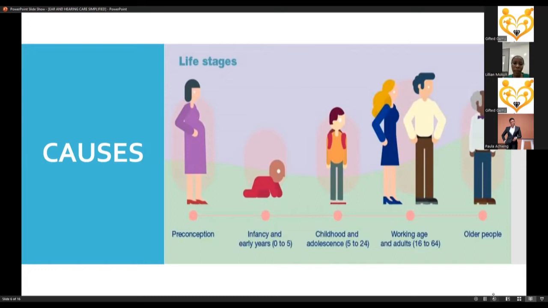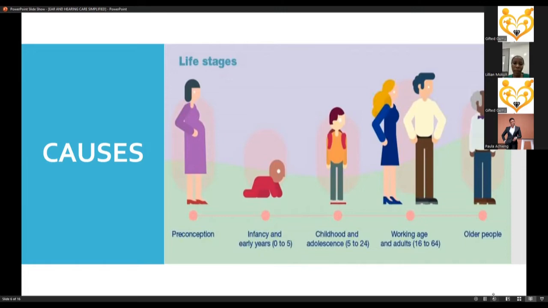In childhood and adolescence, especially, and going all the way to working age and young adults, you can be exposed to several things. Again, any medication that you take can easily affect your ears and cause you to have a hearing loss, especially if that particular medication is known to cause that. That is drugs such as drugs used for TB and some antibiotics, and even drugs that are used for treatment of certain diseases such as cancer.